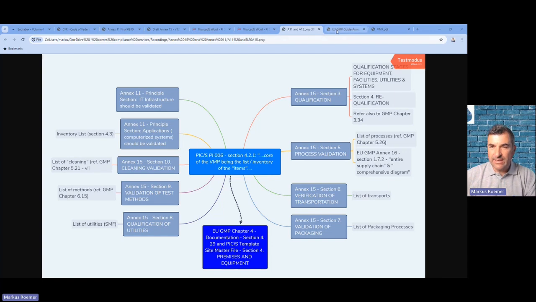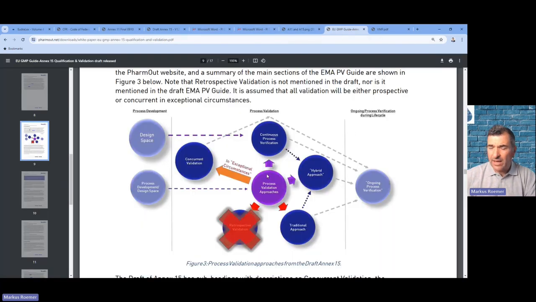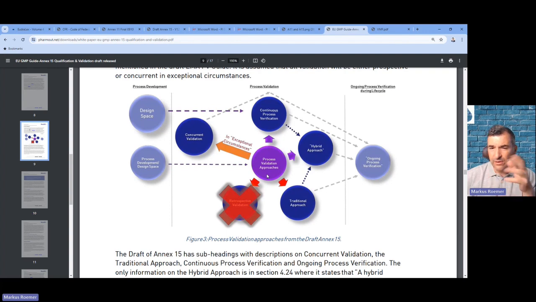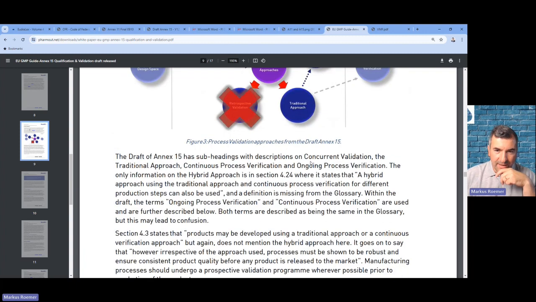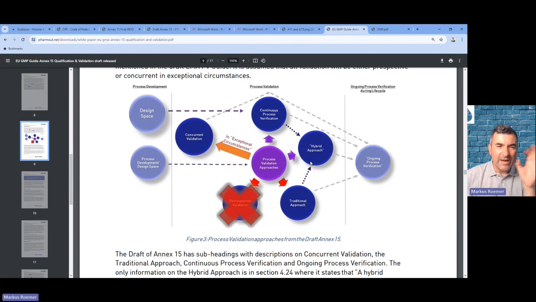What I found very interesting also, this is very well done. If you would go deeper into process validation, that was done by Farm Out. And I think the number is Australian. So Australian guys have done a wonderful picture of process validation. You see here concurrent validation, continuous process verification, the hybrid approach and the traditional approach, what is the relationship to process development and what are the ongoing activities for verification of your processes.